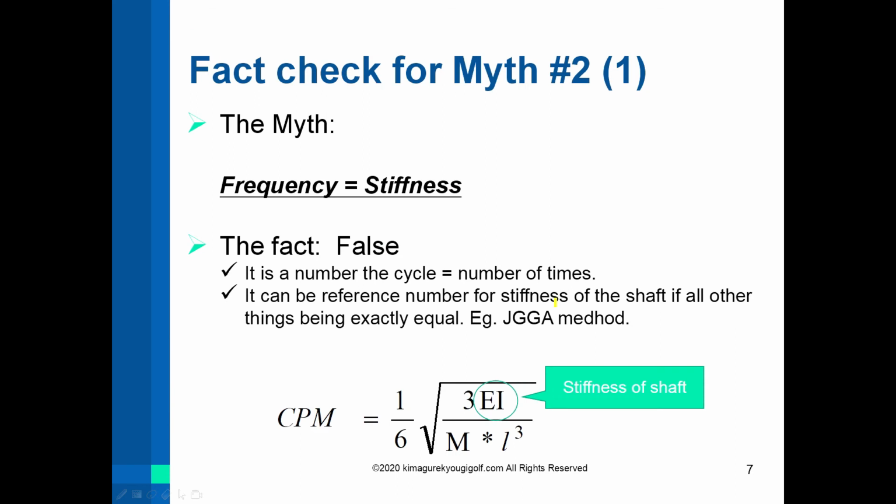Myth number 2. Frequency represents the stiffness of the shaft. As explained in the previous slide, it's false.